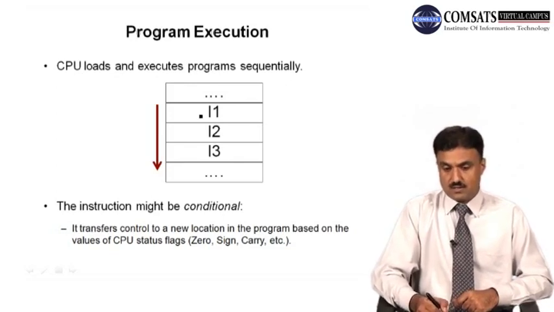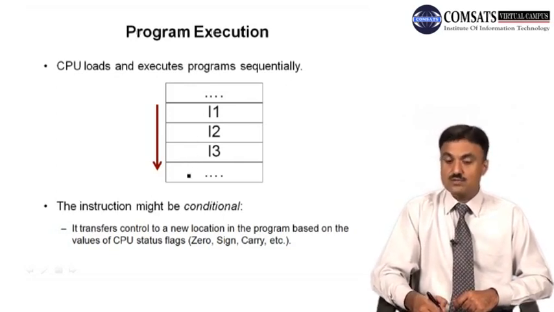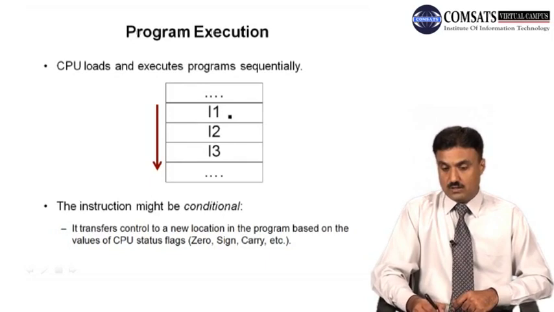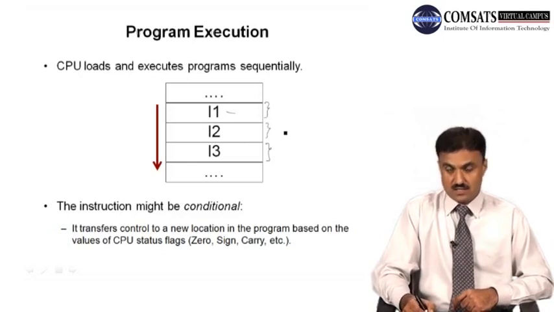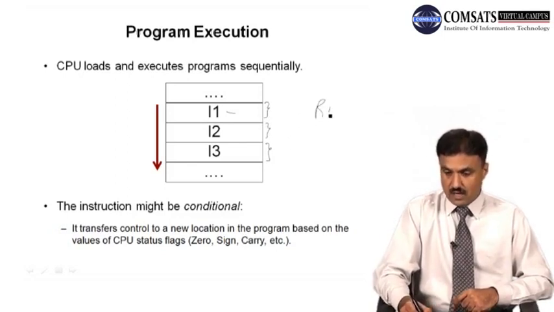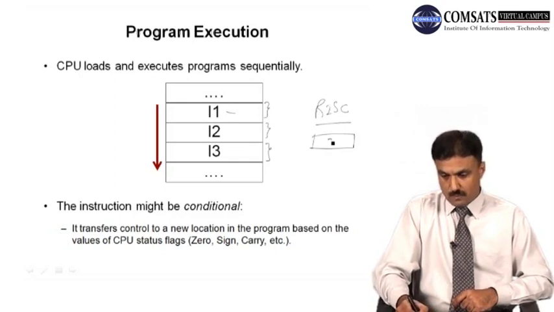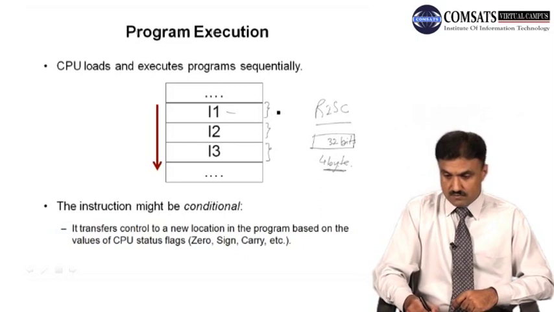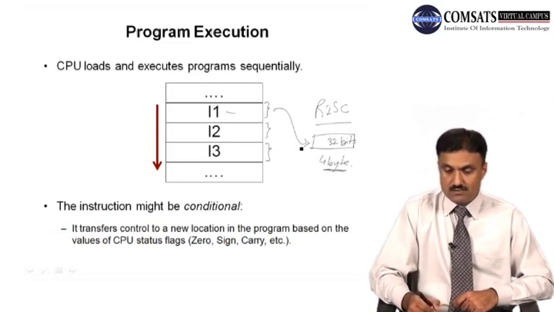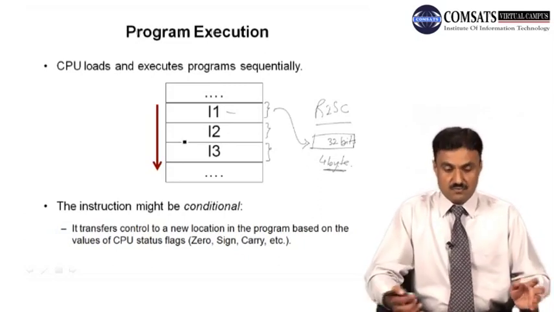For example, instruction 1, instruction 2, and instruction 3, and so on. Each instruction can be of different size in CISC, but in RISC, I'm just going to repeat, the size of an instruction is 32 bits, a 4-byte instruction. In CISC, its size is different.